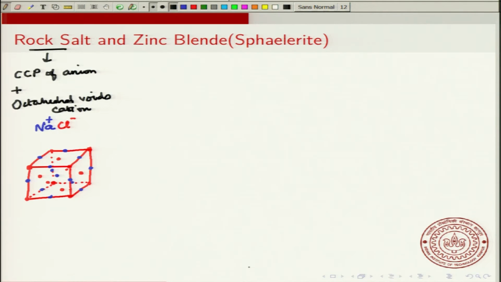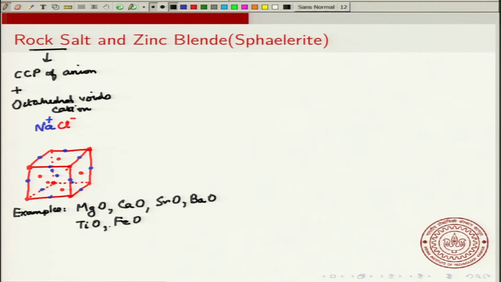Now rock salt is actually quite common. So in addition to sodium chloride, there are other compounds that crystallize in rock salt. There are several oxides, for example MgO, CaO, SrO, barium oxide. So you can see all the group 2 alkaline earth metals, their oxides form this. There are also some transition metal oxides like titanium oxide, FeO, etc., which form this. In addition, there are sulfides, so oxygen and sulfur are in the same group. So you can also have sulfides like MgS, CaS. You can have selenides, again MgSe, CaSe, or even tellurides, like calcium telluride, which forms in this structure.